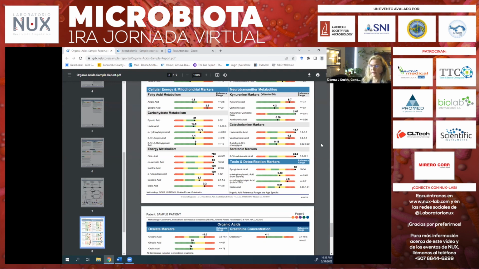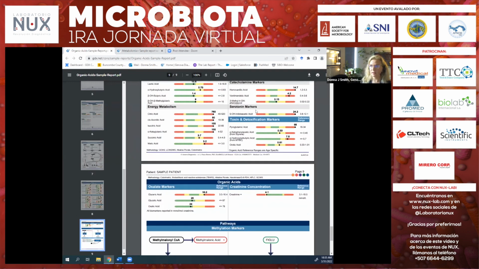The serotonin marker. So whenever we see elevations here, one thing that we are thinking about, and this too is a derivative of the amino acid tryptophan. So when it's elevated, it can be an indication that the patient is taking an SSRI, or it can also be elevated when there's GI dysbiosis, because a good deal of serotonin is made in the GI tract.